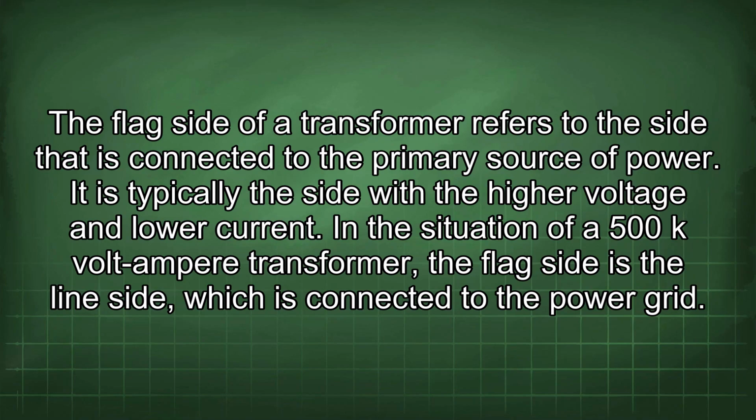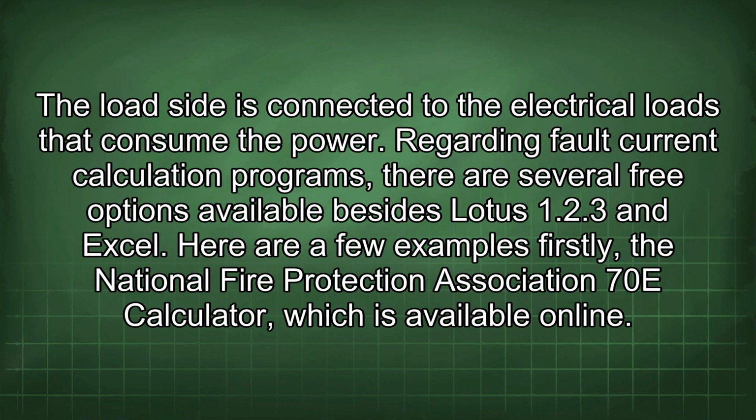The flag side of a transformer refers to the side that is connected to the primary source of power. It is typically the side with the higher voltage and lower current. In the situation of a 500 kV transformer, the flag side is the line side, which is connected to the power grid. The load side is connected to the electrical loads that consume the power.